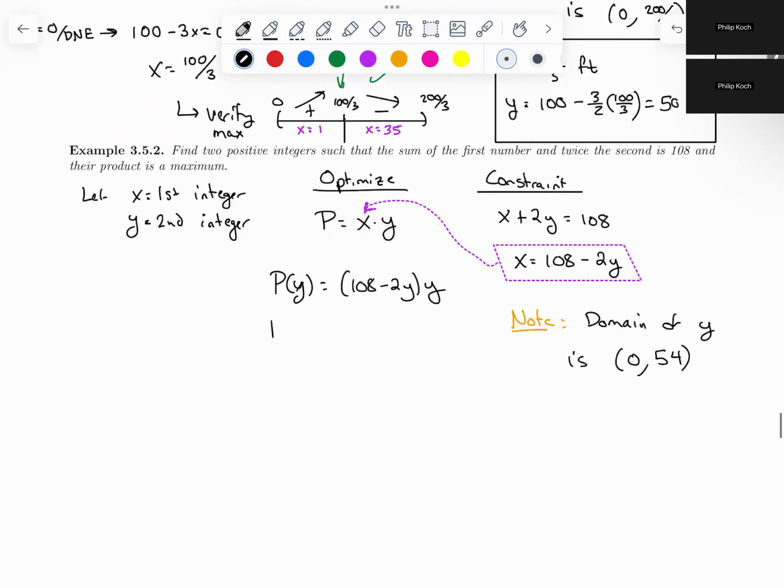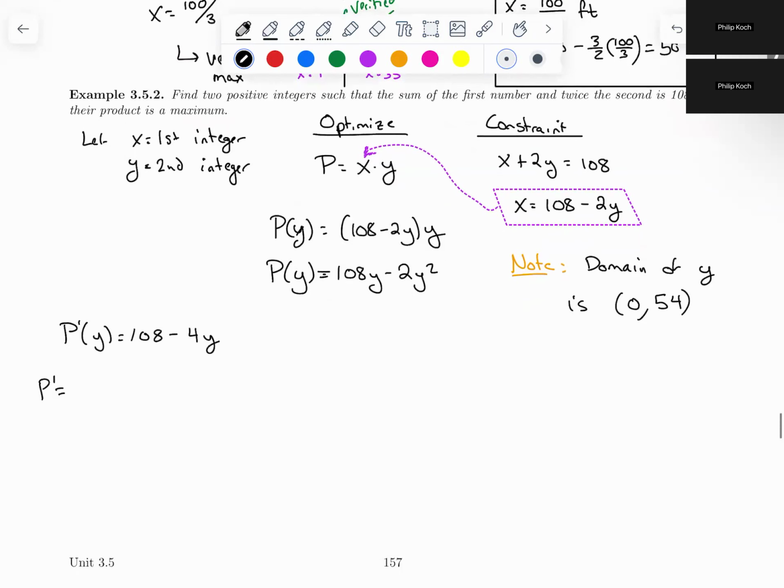So P of y, simplifying it, is 108y minus 2y squared. And that is a single variable equation, which we can maximize. Take the derivative, set it equal to 0 to find the critical values. The critical values can give you relative extrema. So P prime of y is 108 minus 4y.